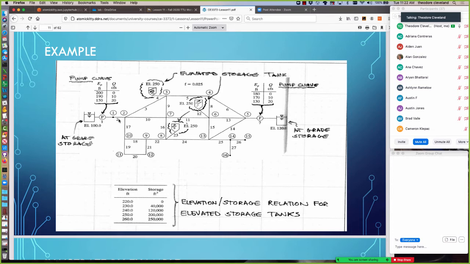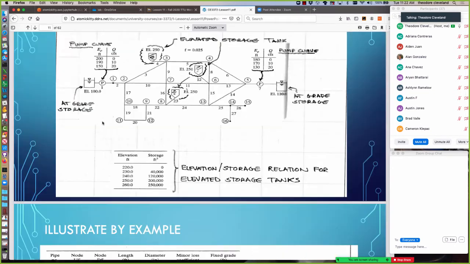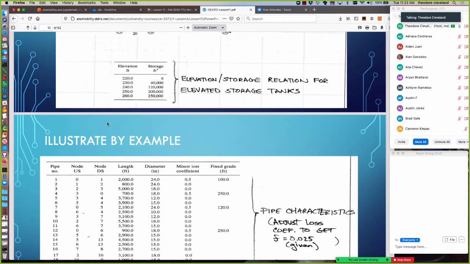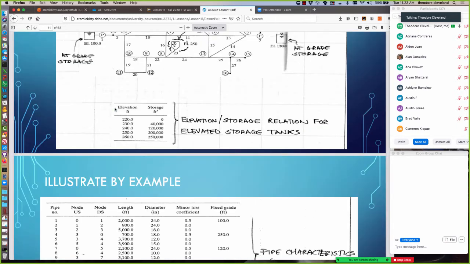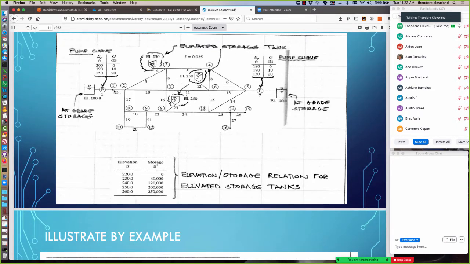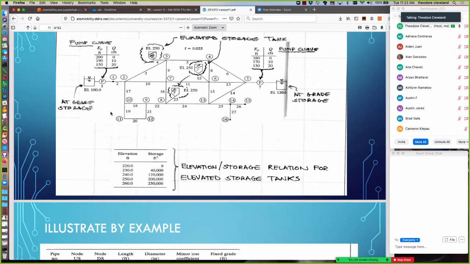that's not pipe 1. It's pump 1. I can't even find pipe 1. Must be the pipe that connects the pump into the network. Pipe number 2 starts at node 1, ends at node 2. Let's see if that makes sense. Pipe number 2 starts at node 1, ends at node 2, and so on.